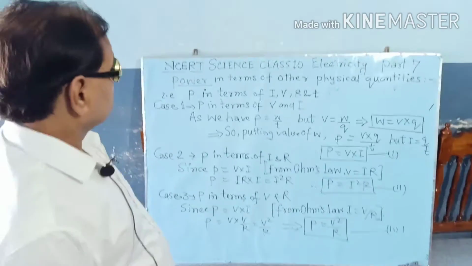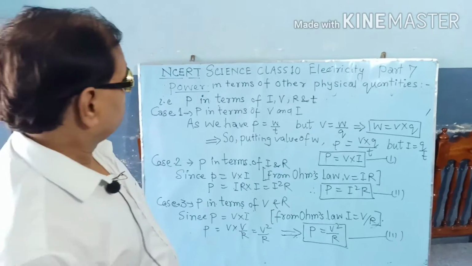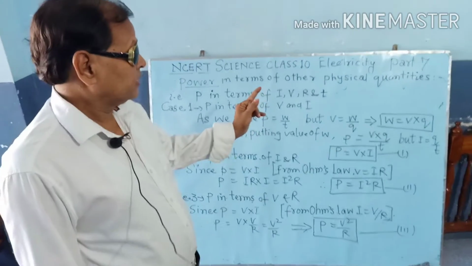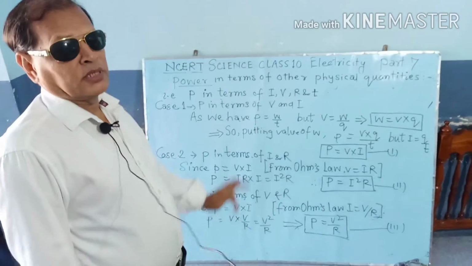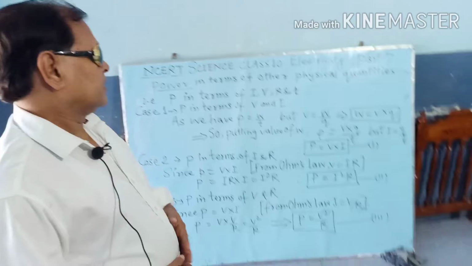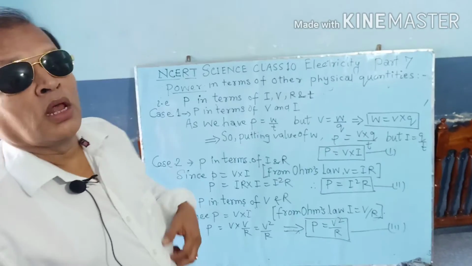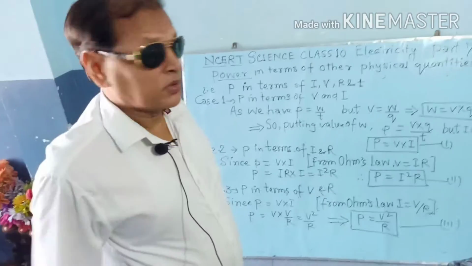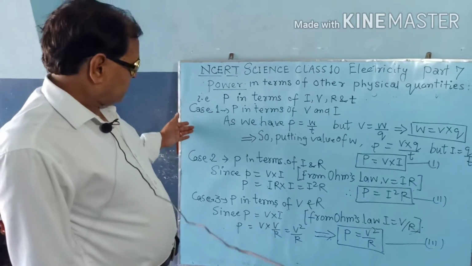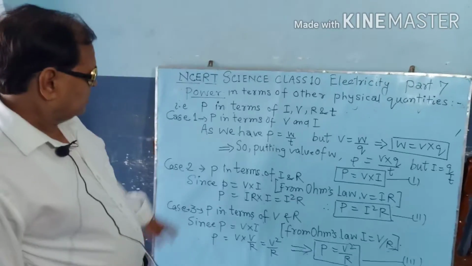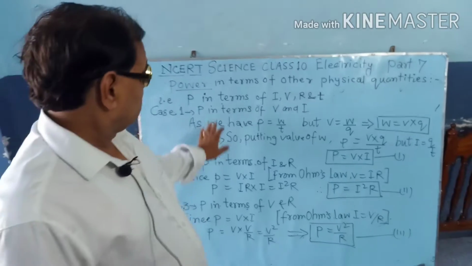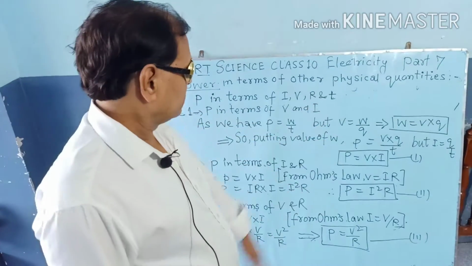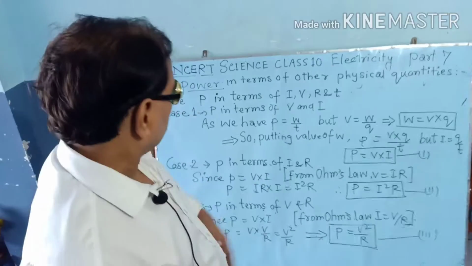Now we will discuss power in terms of other physical quantities, such as I, V, R and T. I means current, V is electric potential, R is resistance, and T is time. Here we will see 3 different cases. In the first case, P will be converted in terms of V and I with the help of some formulas.